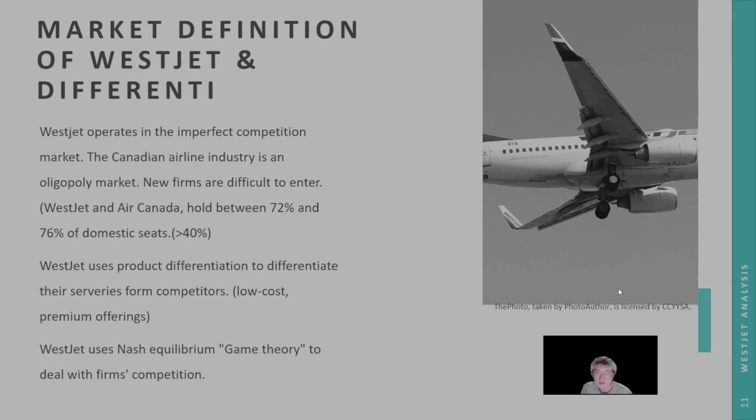Market definition of WestJet and the differentiation. WestJet operates in the imperfect competition market. The Canada airline industry is an oligopoly market. New firms find it difficult to enter. However, WestJet uses product differentiation to differentiate their services from competitors. In addition, WestJet uses Nash equilibrium game theory to deal with the firm's competition.